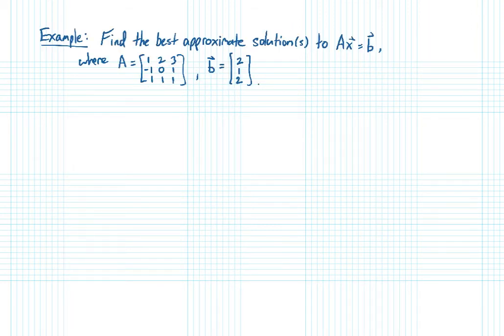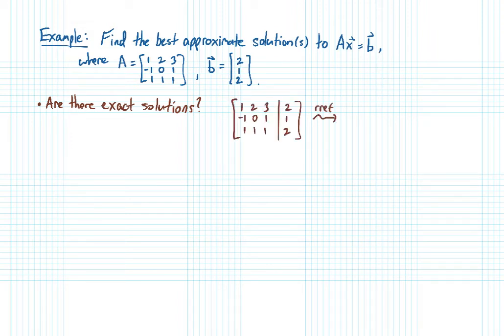Okay, so here's an example. Suppose we want to find the best approximate solutions to AX equals B, where A and B are given here. So probably the first thing we should do is check to see if there are exact solutions. The question seems to suggest that there aren't any exact solutions, but we should check that. And so we do that by just trying to solve the equation. So we make an augmented matrix, we put it into reduced echelon form, and when we do that, this is what you get, and you can see that the system is inconsistent.